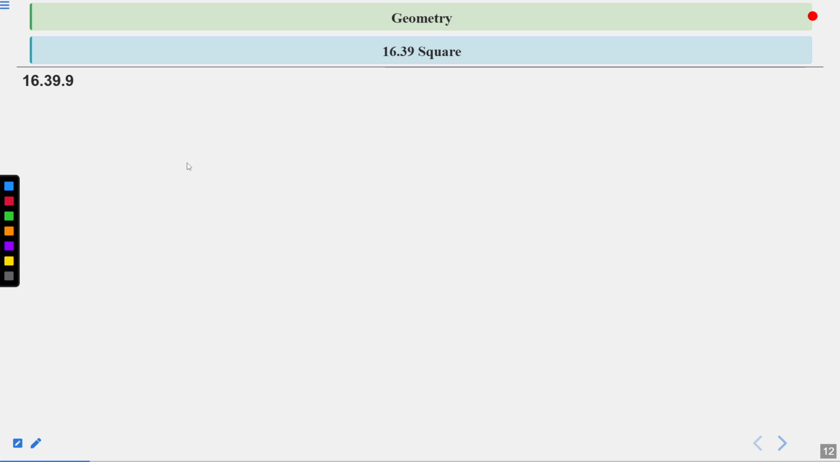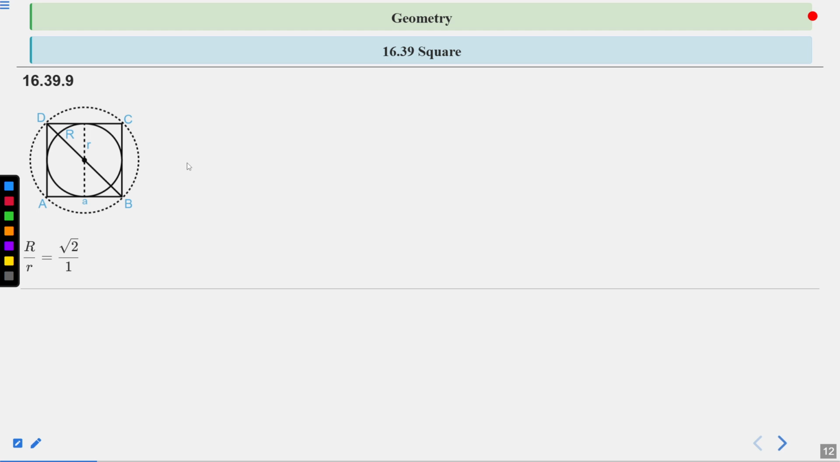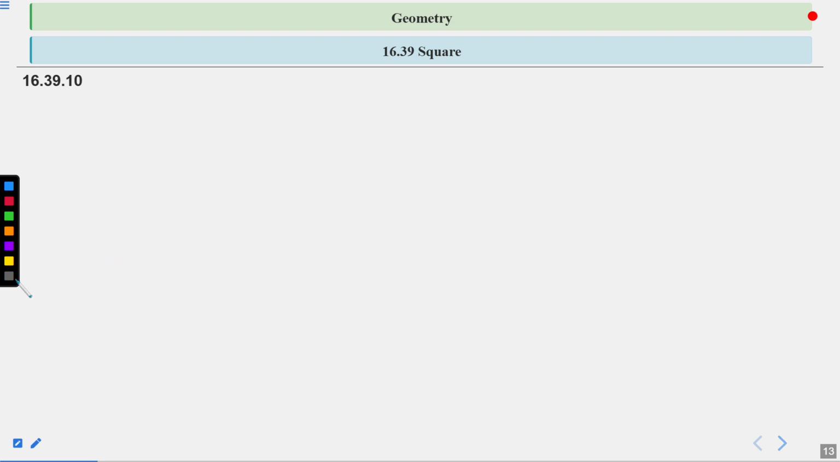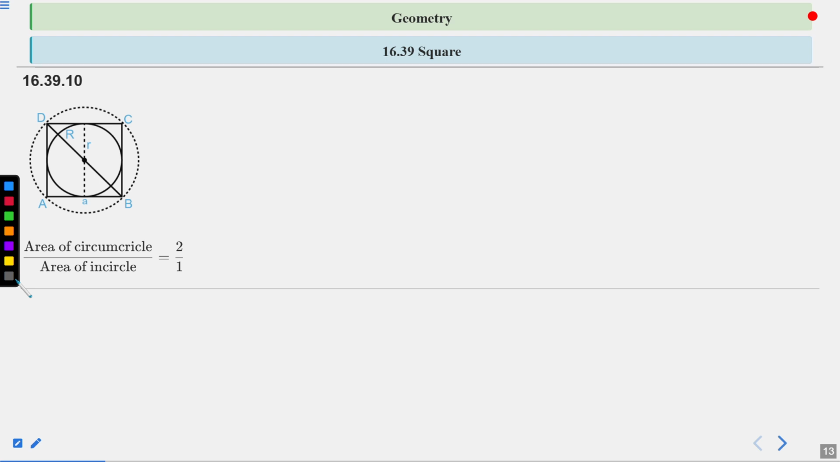Next one. Now see the formula 16.39.9 of the square. This is the diagram. We can say that the ratio between the circumradius and the inradius is root 2 by 1. Next one, formula of the square 16.39.10. This is the diagram. We can say that the ratio of the area of the circumcircle to the area of the incircle is always 2:1.